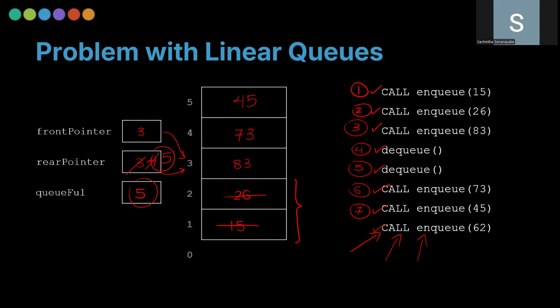That's what linear means. It's only able to work on a single dimension from left to right or top to bottom. As a result, even though we do have free locations in the front, those free locations are unusable because of how a linear queue works. And that, ladies and gentlemen, is the problem with linear queues.